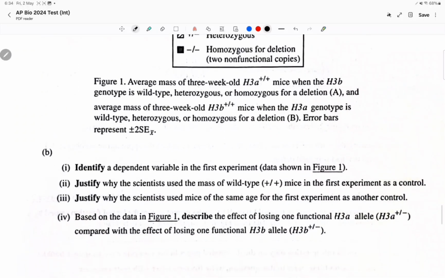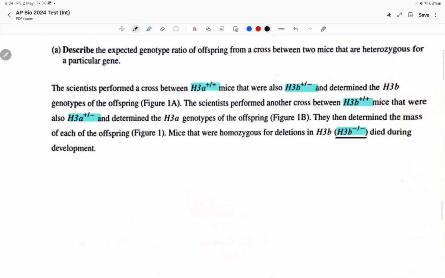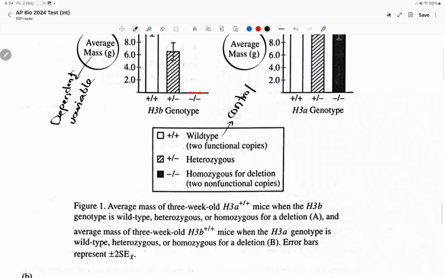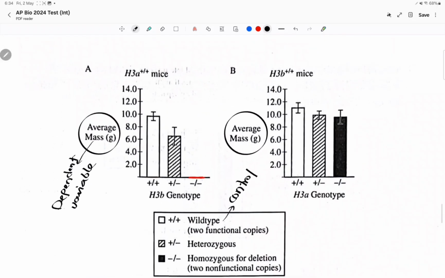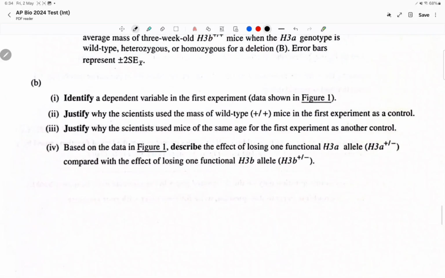Okay. B, I. Identify the dependent variable in the first experiment shown in figure 1. Figure 1 is here. So what's going to be the dependent variable? The average mass of the mice. So the average mass of the mice.